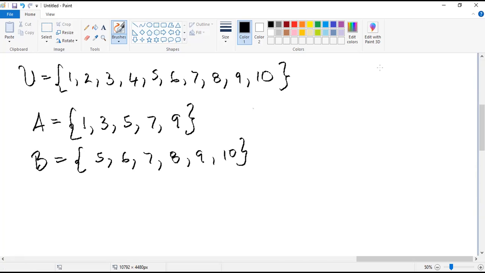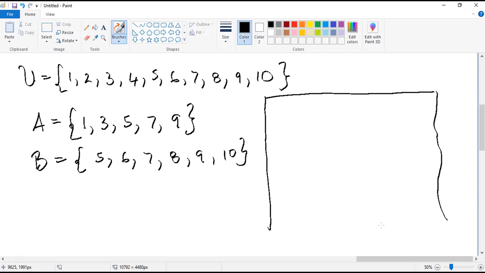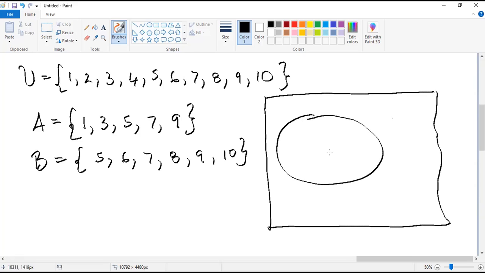Great. And they said to represent this information in a Venn diagram. All right. So we have a circle, a circle. This is A, this is B. So first things first, what's the intersection? 5, 7, and 9. And now we can fill in the rest.